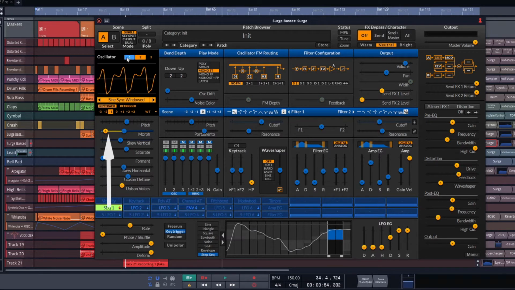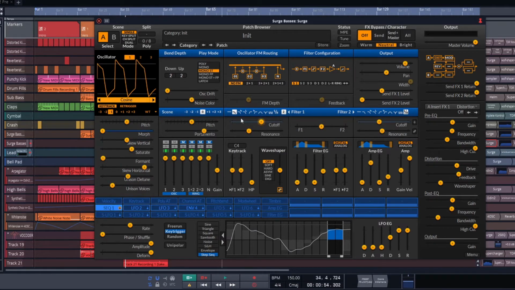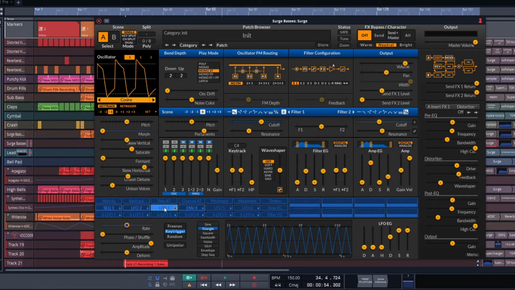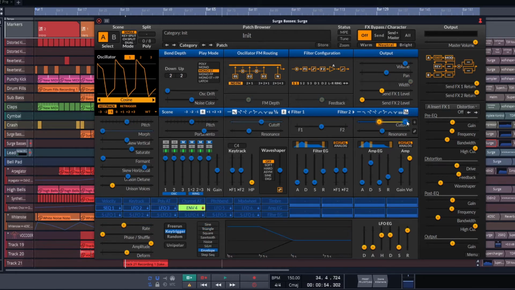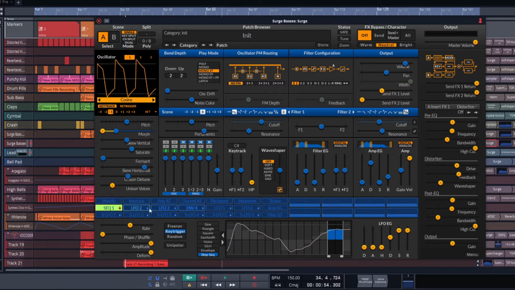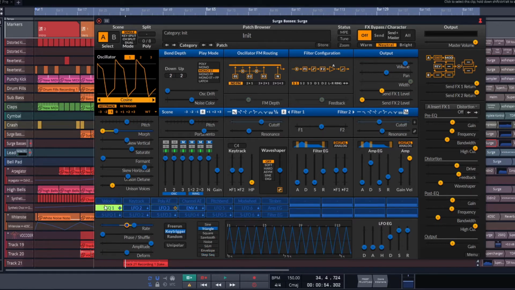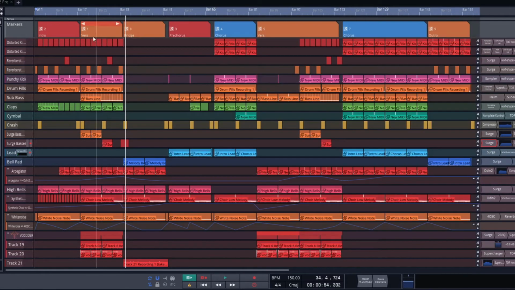So let's talk about the filters. We've got a low pass and a sample and hold low pass. LFO 3 is modulating filter 1's cutoff frequency, and on the second bass, envelope 4 is modulating the cutoff frequency of filter 2. As for the effects, we've got distortion, chorus and a bit of reverb. Okay, so let's talk about the last 2 new sounds I've added to this song.